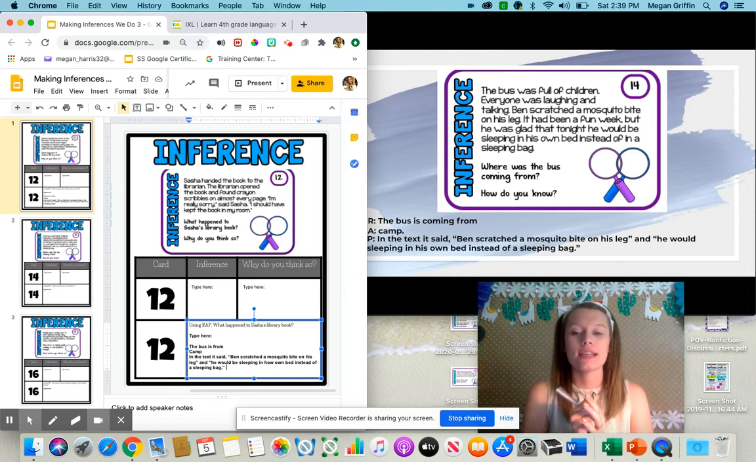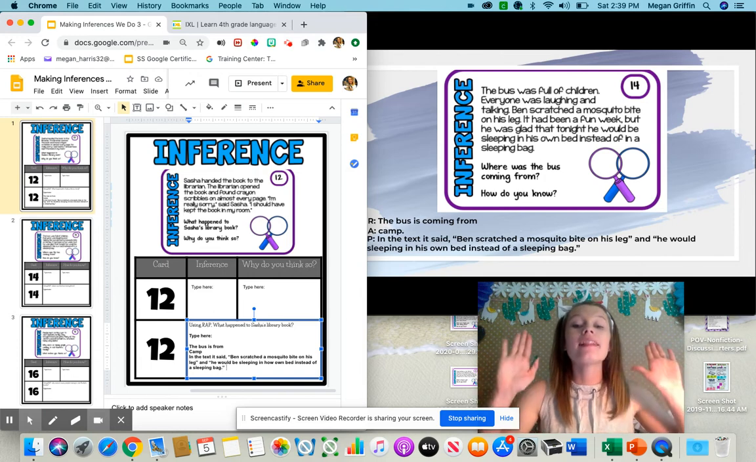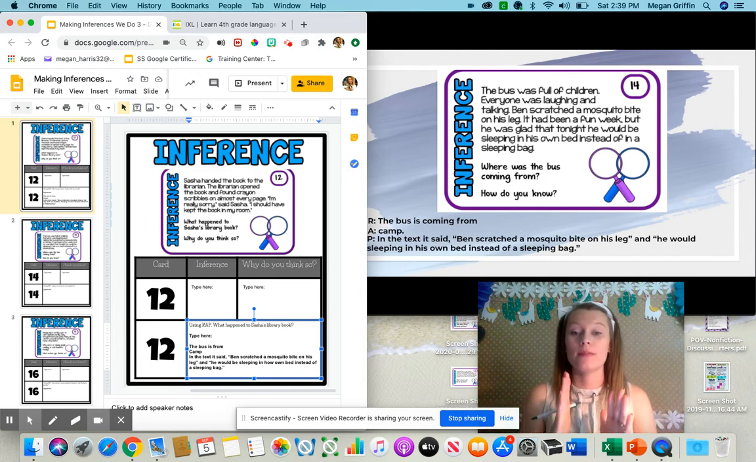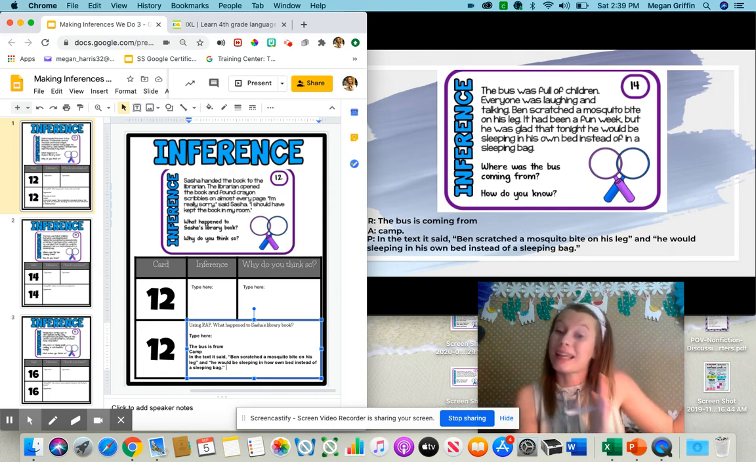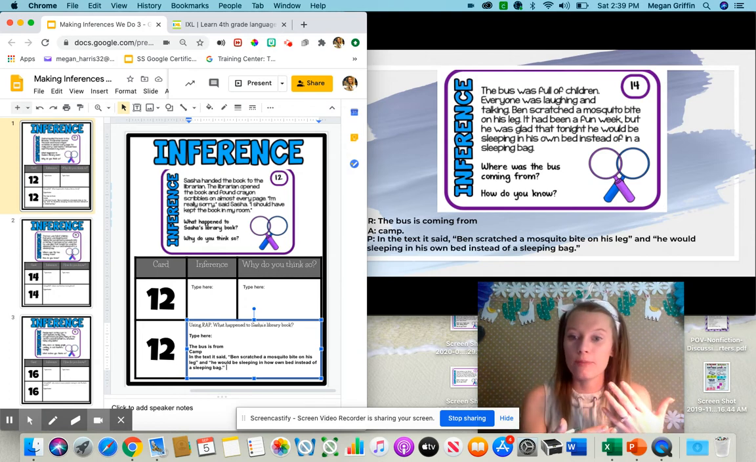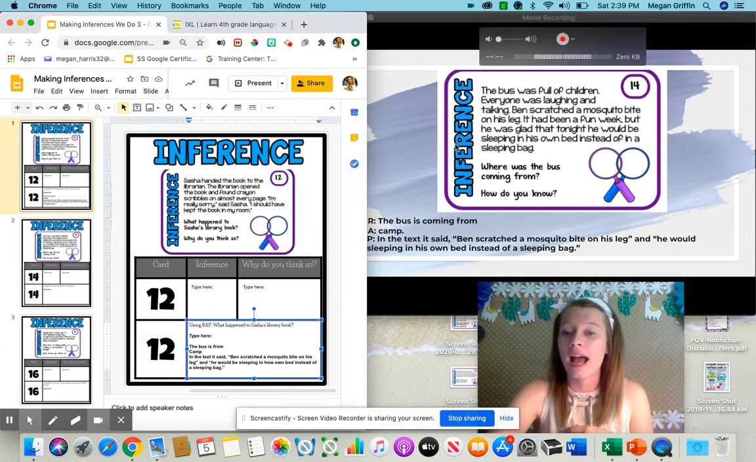And I cannot tell you, as much as I love our camper, I love coming home and sleeping in my own bed. And that's part of my background knowledge, knowing that we go to camp, we're camping in our camper, right? And so that kind of helps give me that hint of, oh, Ben must have been away at camp, okay? So that's what your work is going to look like, just like what I have here.